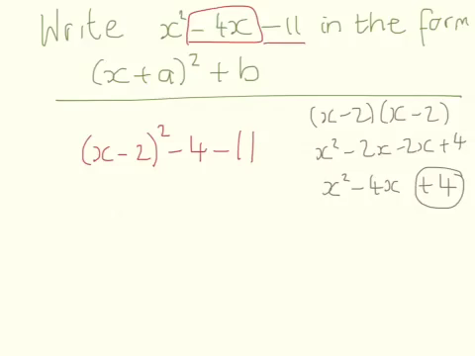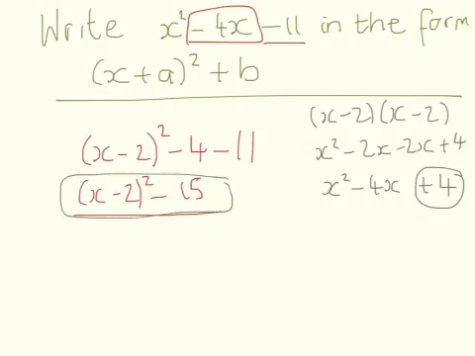So then we just simplify it. x minus 2 squared, minus 4 minus 11 gives us minus 15. So that would be our final answer, x minus 2 squared minus 15. And you can check whether you've done it right, because technically if we multiply this final answer out, we should get back to what we had in the question.